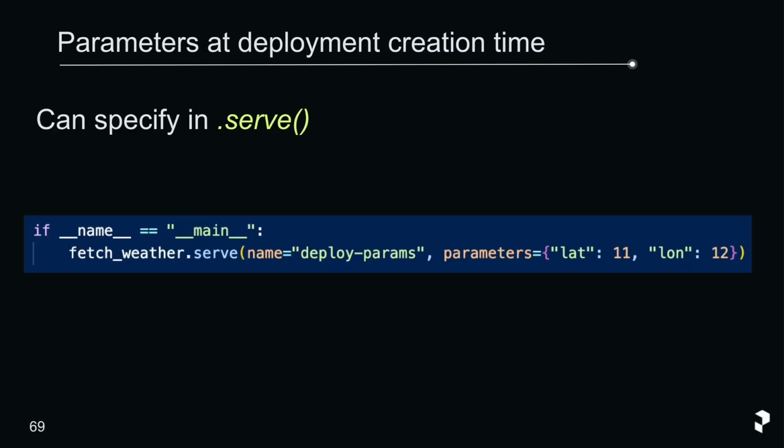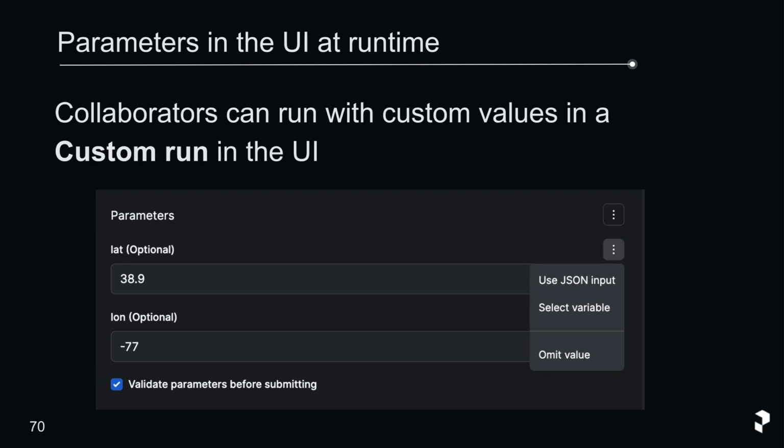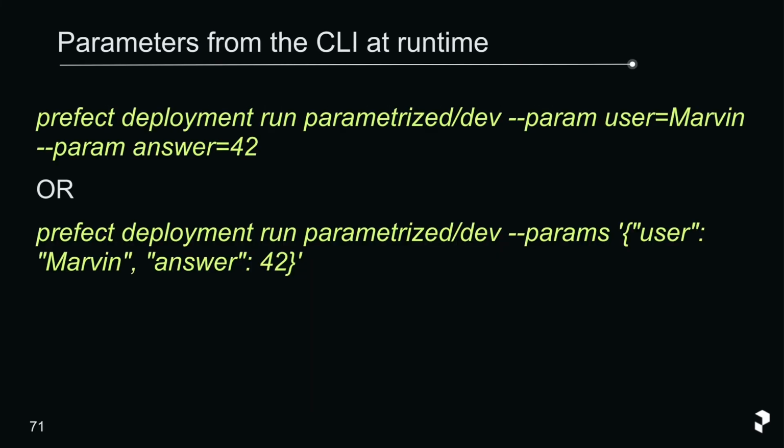Here's what it looks like to specify parameters at deployment creation time. You can do so directly in .serve, like we did previously with the schedule. As you can see here, we're setting the latitude and longitude values that are expected by our fetch weather function. Or you can pass in parameters in the UI at runtime, and that means that anybody who wants to kick off a flow run that's part of your team from the UI, they'll be able to do so just by entering in those values from the deployments page once they select the quick run or custom run option. And of course, if you can run deployments from the CLI, you can also pass in parameters to the command as well. And here are some examples of how to do just that.